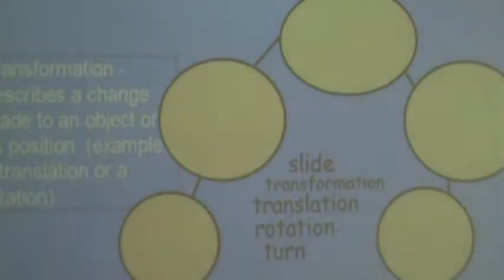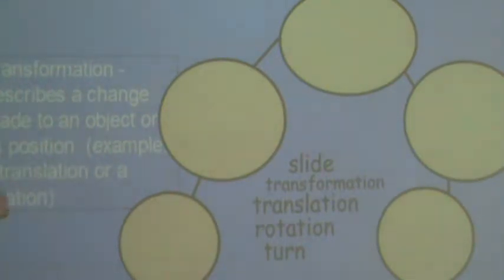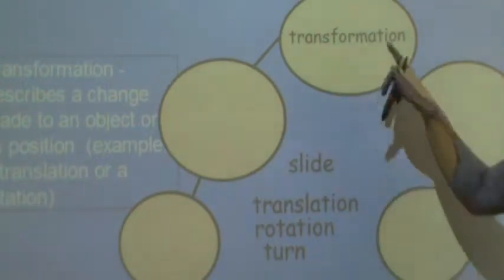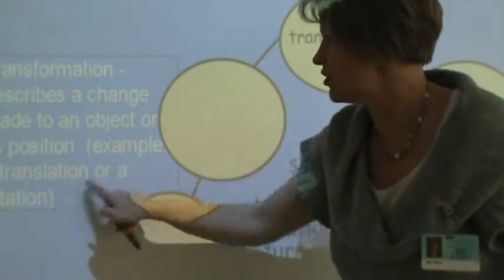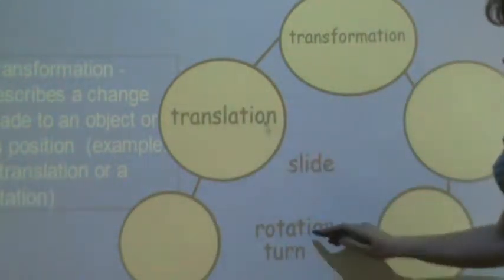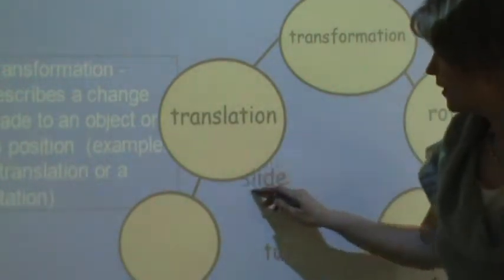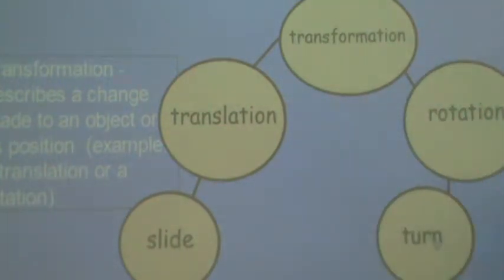Concept map. Transformation is our general term for just any slide, turn, flip, or dilation, which we'll talk about later. But it describes a change made to an object or its position. Example, a translation or a rotation. So if I make this into a concept map, transformation would be our main idea. It describes a change made to an object. Example, translation or rotation. So common sense would then put translation and rotation here. Translation is what we talked about the other day. That's your slide. And the new one for today, the rotation, is a turn.